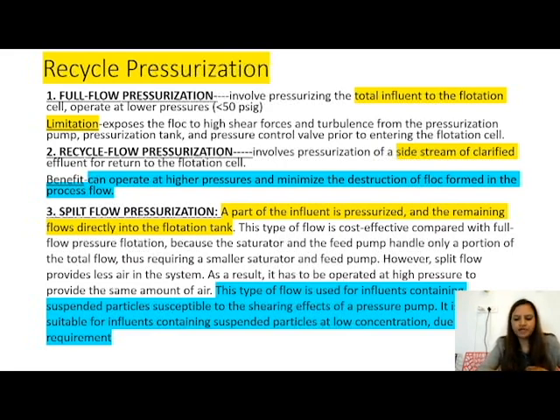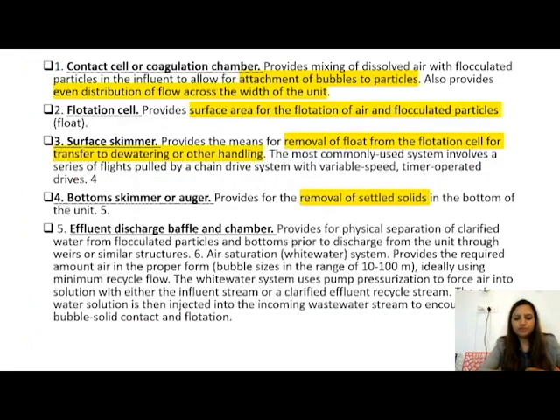Mostly recycled flow pressurization is common. There are six main components of a DAF system: contact cell, flotation cell, surface skimmer, bottom skimmer, effluent discharge baffle, and air saturation system. In the contact cell, the feed flow that comes there mixes with dissolved air and flocculated particles in the effluent, and it allows attachment of bubbles to particles.